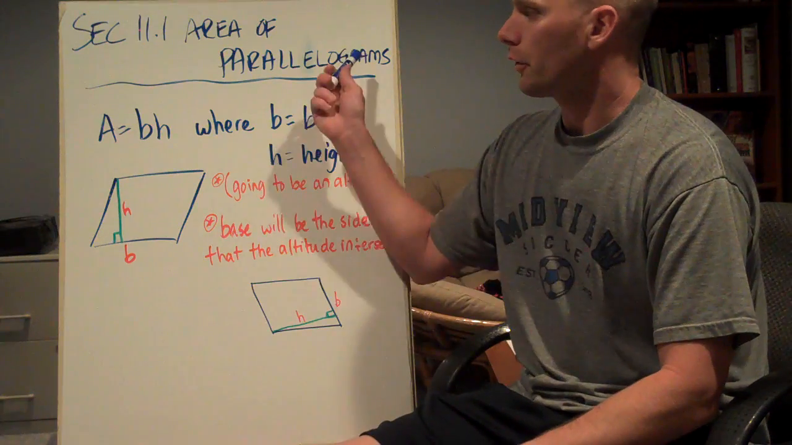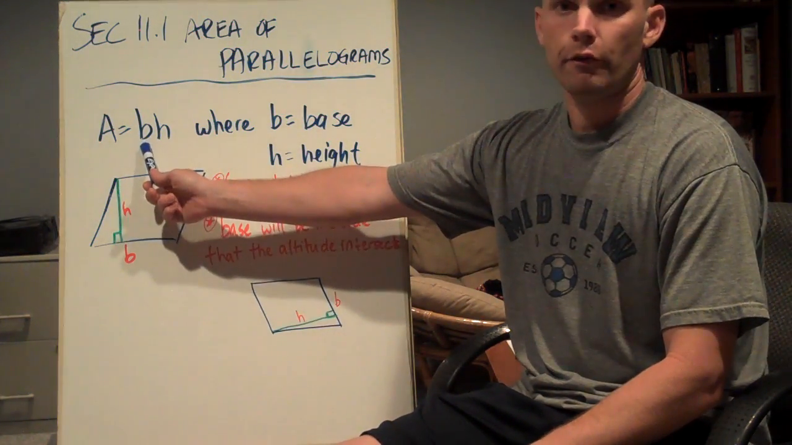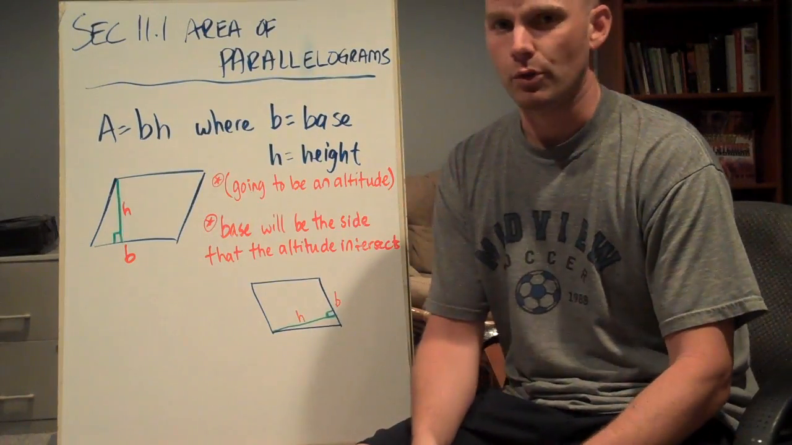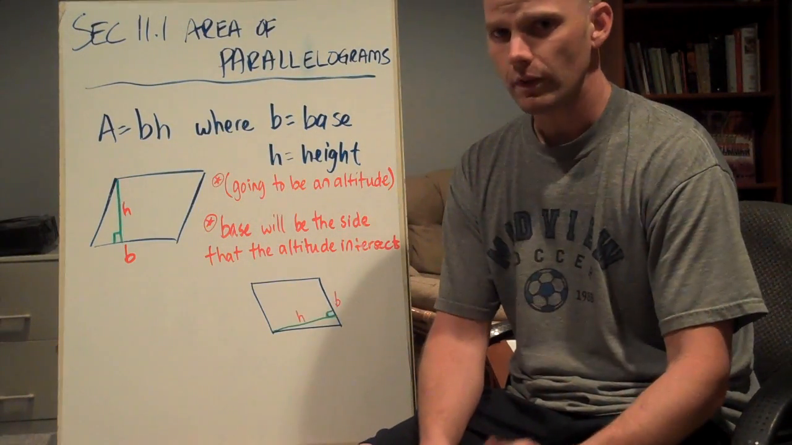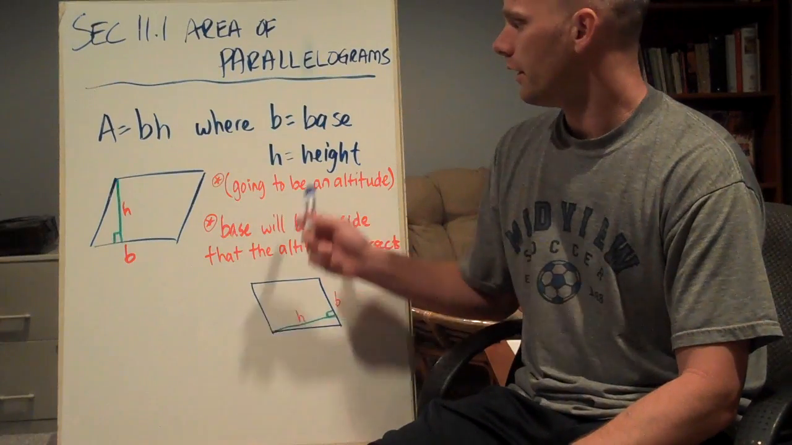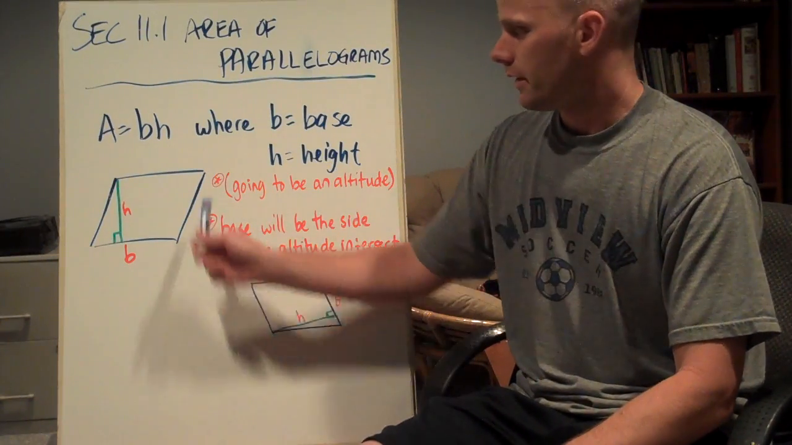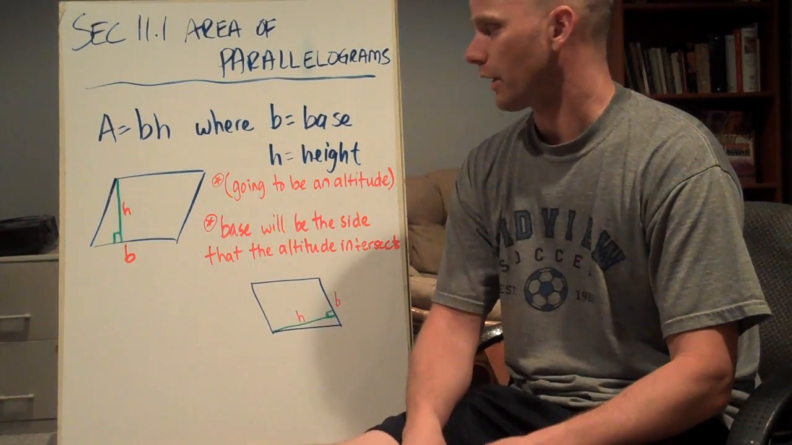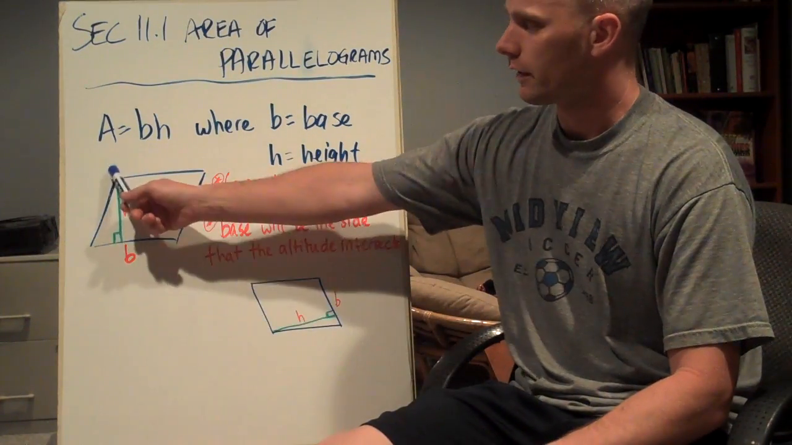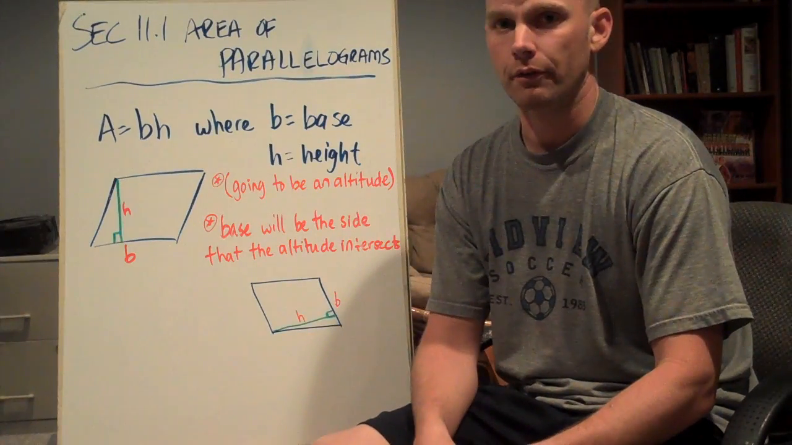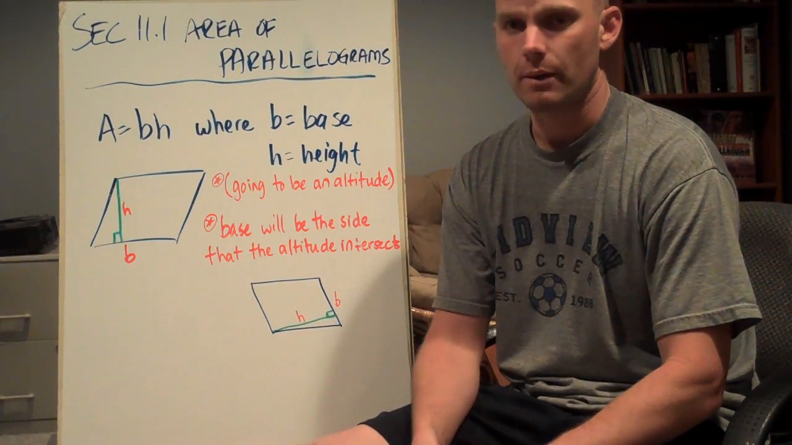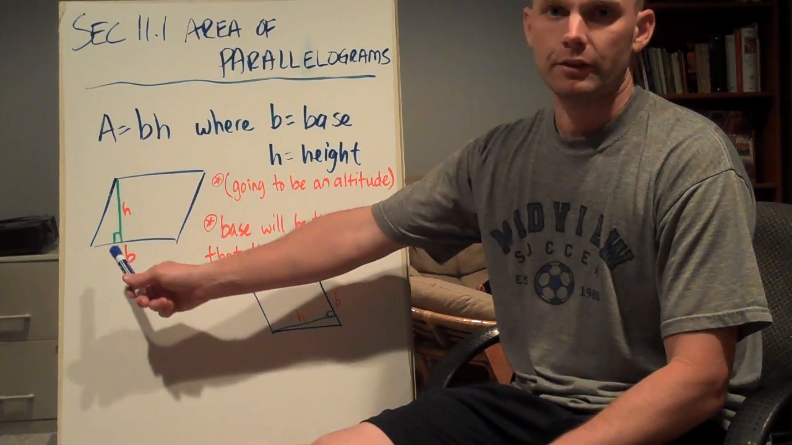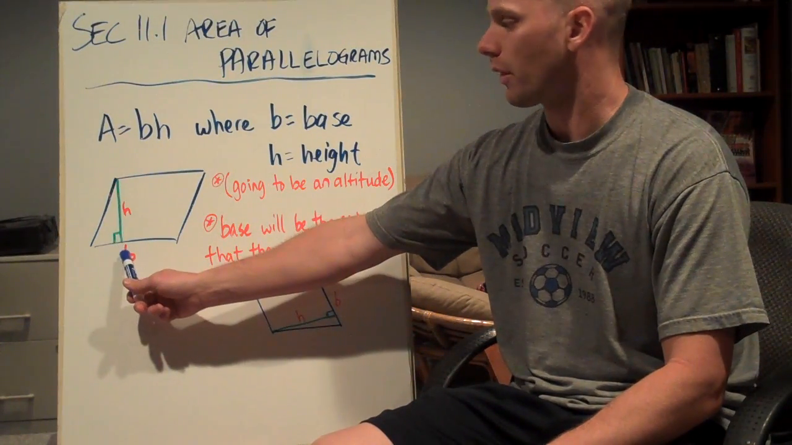The area of a parallelogram is just the base times the height. B represents the base, H represents the height of the parallelogram. Just some key points here. One, the height is always going to be an altitude, never the slanted sides. The slanted sides will never be the height of a parallelogram. The altitude starts at a vertex, drops straight down, forming a perpendicular with the opposite side. The base will always be the side that the altitude intersects at that right angle.